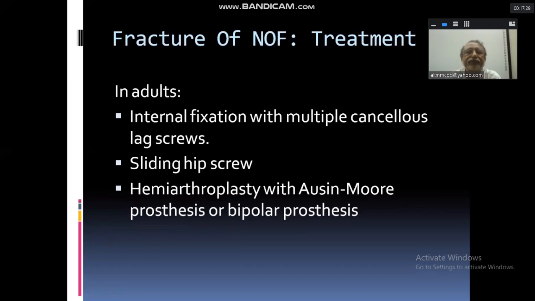In adults, internal fixation with multiple cancellous lag screws is the treatment of choice in any undisplaced fracture or any displaced fracture which has been perfectly reduced on the operating table. Other options are sliding hip screw and, for elderly people, hemiarthroplasty, particularly when there is displacement. We have talked about these things. So fracture neck of femur needs operative treatment. That is the main thing. Even in children, you need to go for operation, and in adults, it is essential.